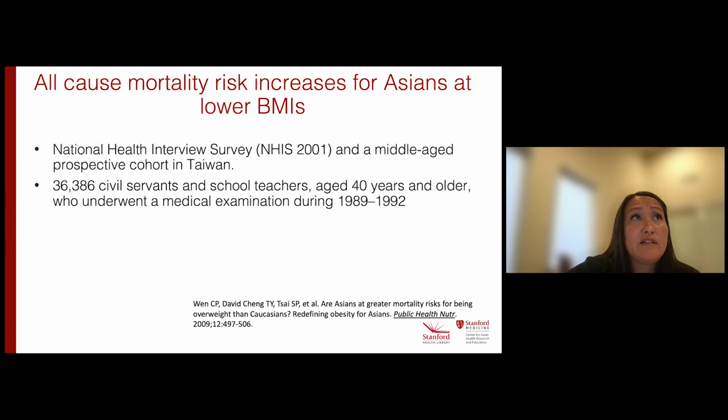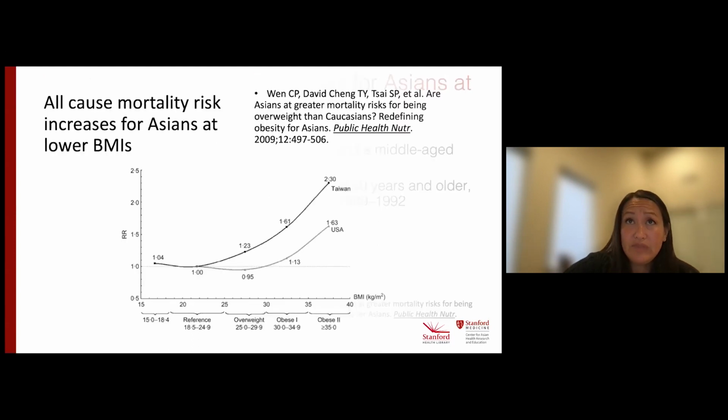And then, it was also found that all-cause mortality risk increases for Asians at lower BMIs. So this is a study that came out of Taiwan. It was a national health interview survey that looked at middle-aged patients in Taiwan. There were over 36,000 civil servants and school teachers who were aged 40 and older who underwent a medical exam during 1989 and 1992. And what they found was that all-cause mortality risk increased for Asians at lower BMIs.